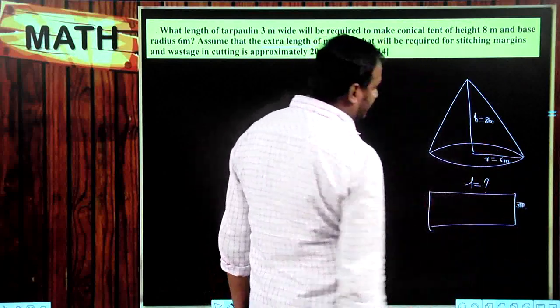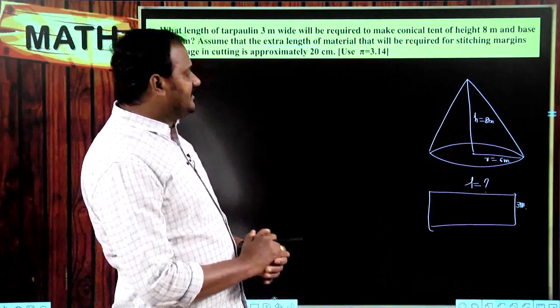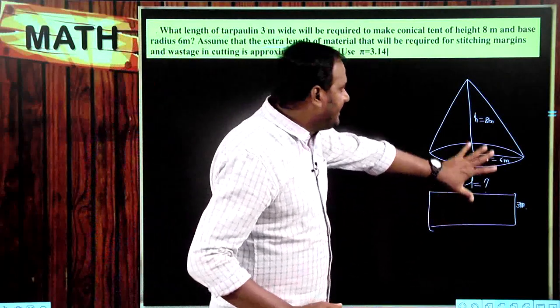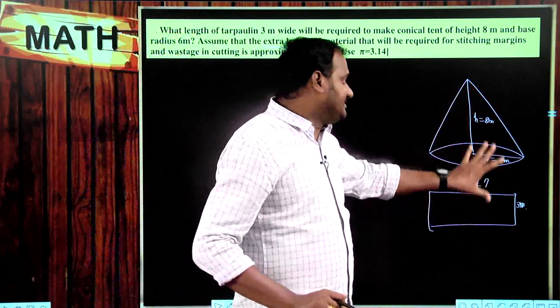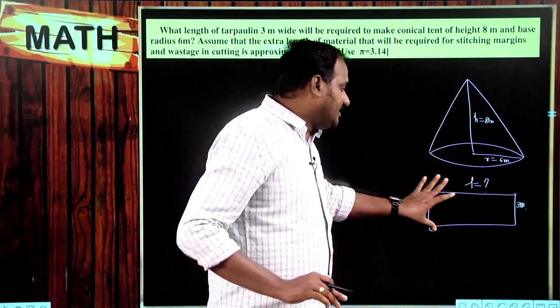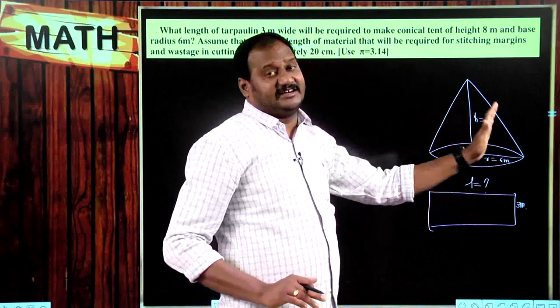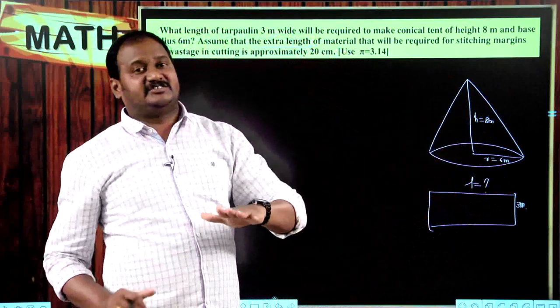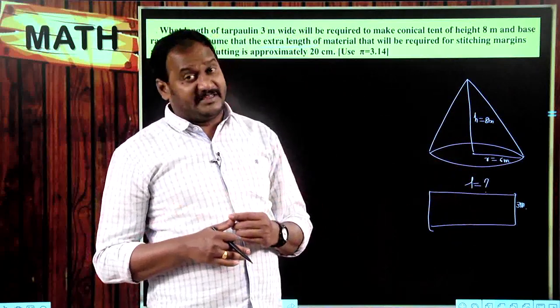This is 3 meters, length is not given. So, what are you asked to find here? This tarpaulin is made into a conical tent. It means the total area of this tarpaulin is going to be the curved surface area of the tent, because on the base you don't require any cloth if you want to make a conical tent.